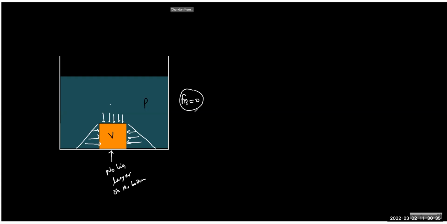Buoyant force is only expected, or only written, when we have a liquid layer present below the surface. So this portion must have a liquid layer, even a single layer. Then only can you think about buoyant force. A single layer is capable of creating enough pressure to lift this block.